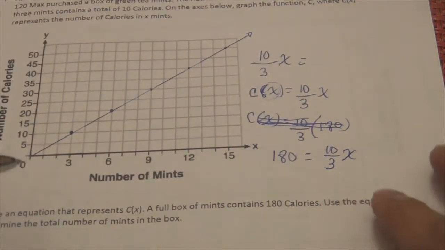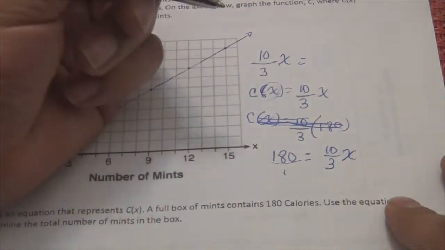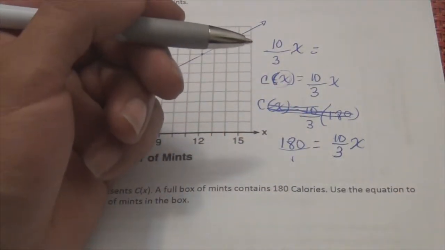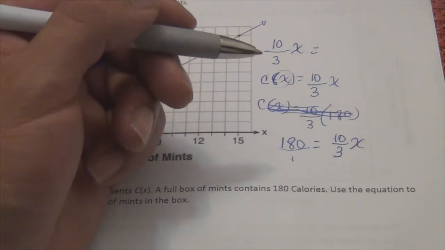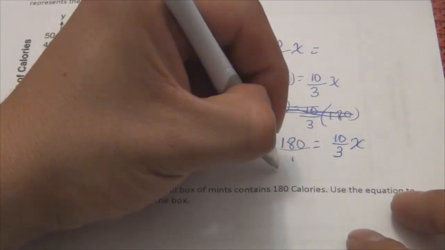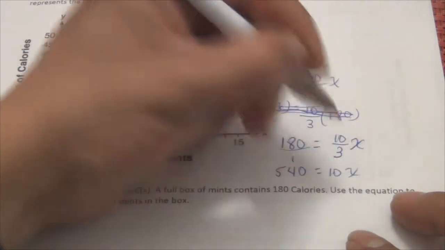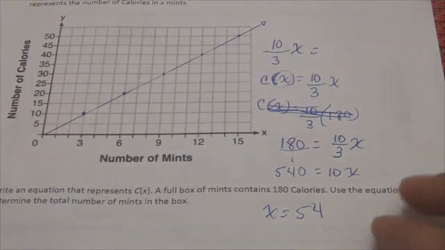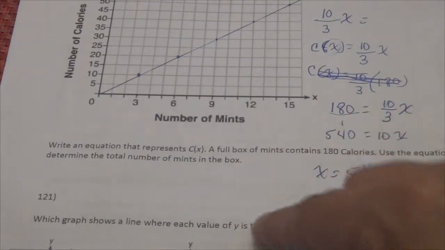So x equals 54. Now if you're doing it by hand, then my advice would be to just cross multiply. Okay, so 180 times 3 is 540. So we get 540 equaling 10x. And then I divide by 10 on both sides and I get x equaling 54. Okay, we've been through solving equations, so it shouldn't be a problem. All right, cool. By the way, all this information goes here.